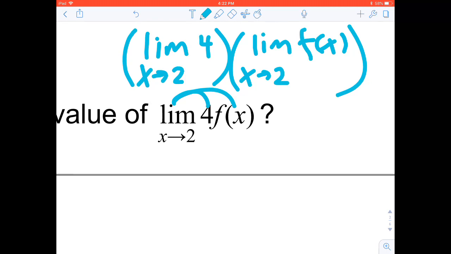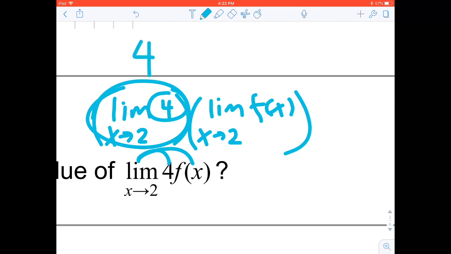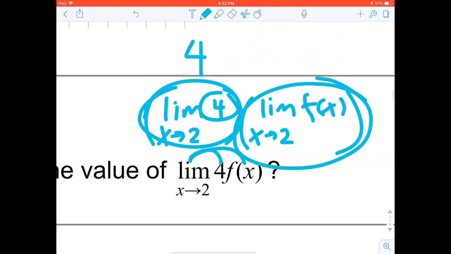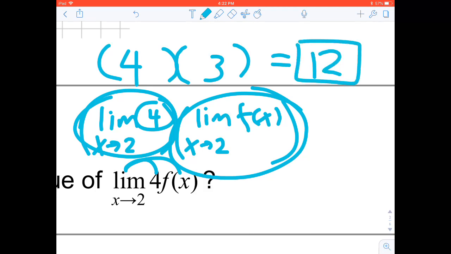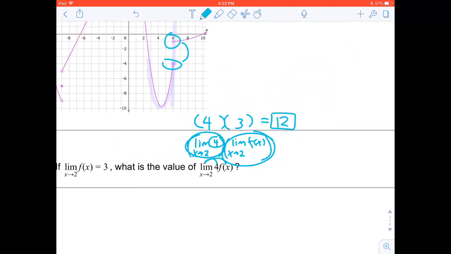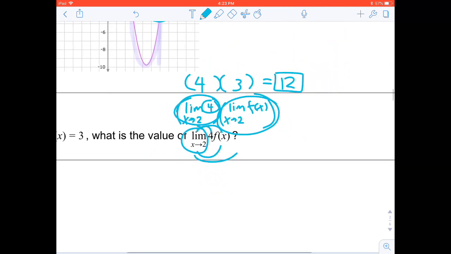So the properties say that you can actually do that, which means the limit of any number is just the number itself, so that would be 4. And then they told us that this limit is equal to 3. So you just end up with 4 times 3, which is 12. So that's what you want to do with these kinds of properties. It may be addition, maybe subtraction, but it's still that same idea. You can distribute this limit and take the limit of each thing separately and then combine them once you find the limits.